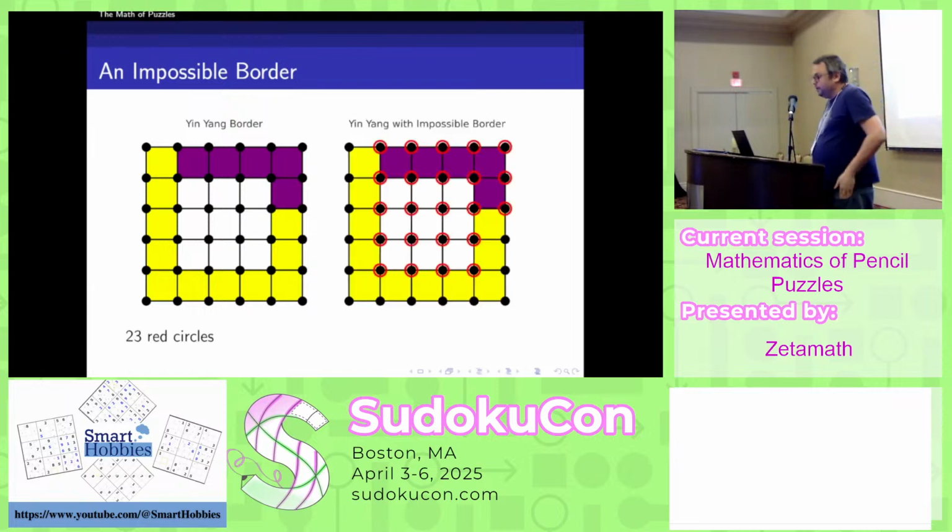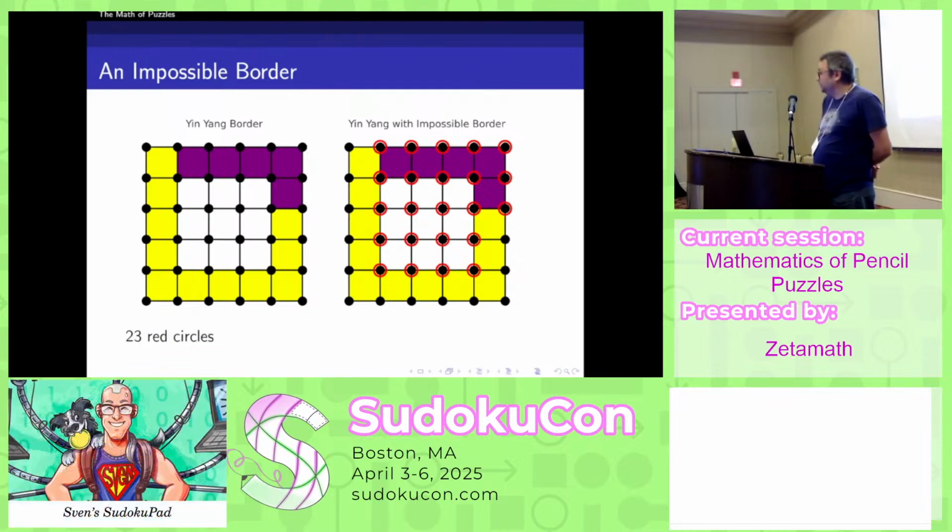Okay, so basically, if you want to know if a border is possible, the first check is count how many vertices that theoretical loop would have, and if that loop would end up having an odd number of vertices, that's a significant barrier, namely it makes it impossible.